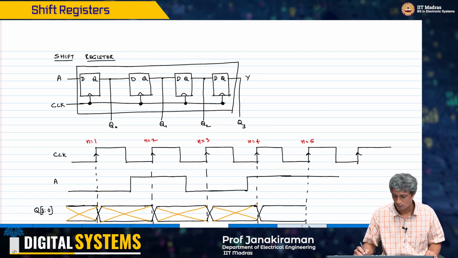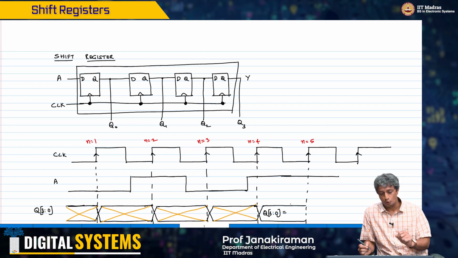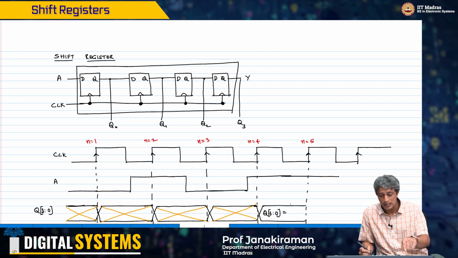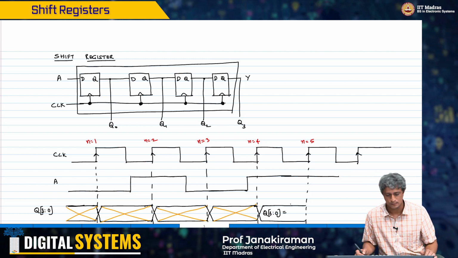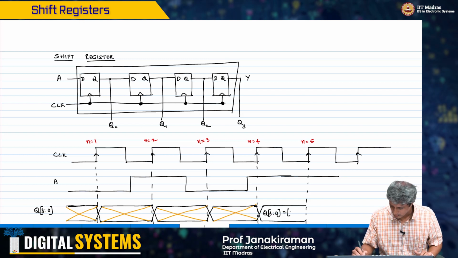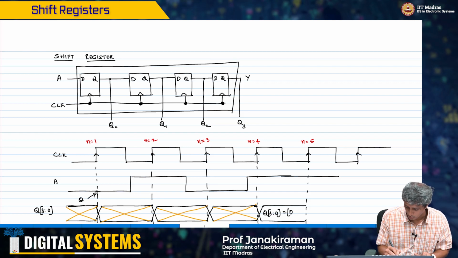So what does this mean? It means Q3:0, Q3 is the output. What was sent at n equal to 1 is what will appear at Q3 after 4 cycles. So Q3 will basically be 0. Whatever you see here, this is what Q3 will get initialized to.